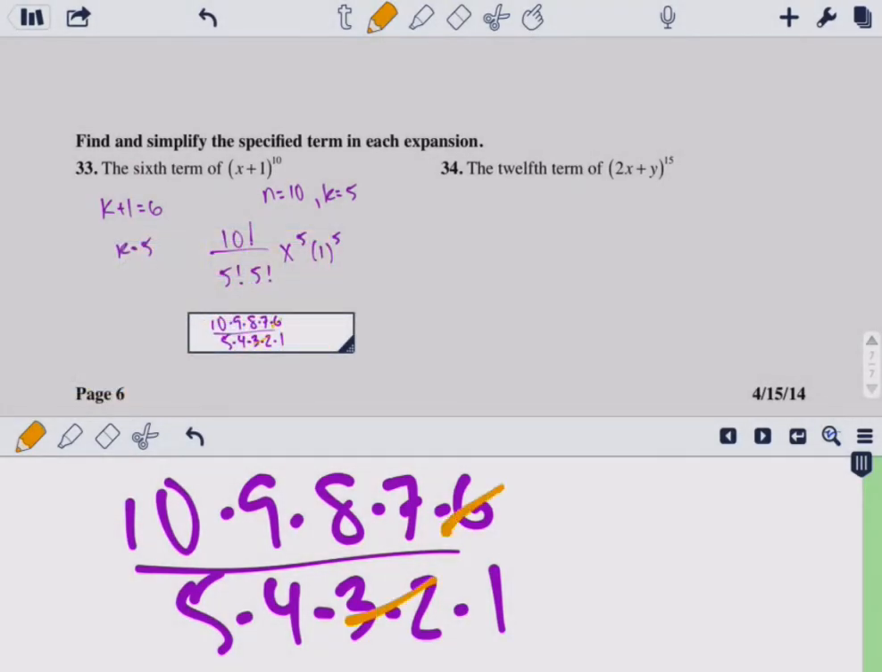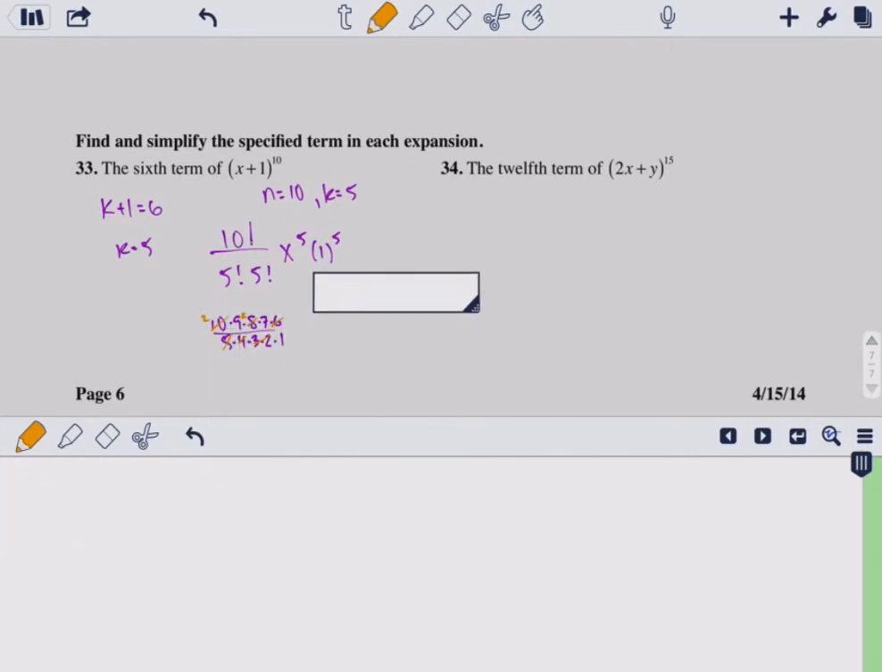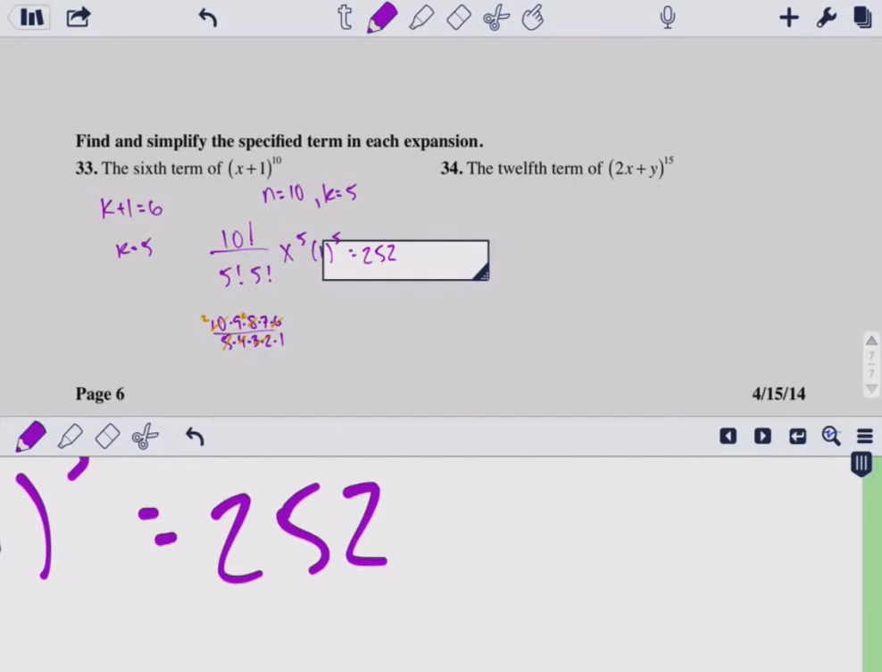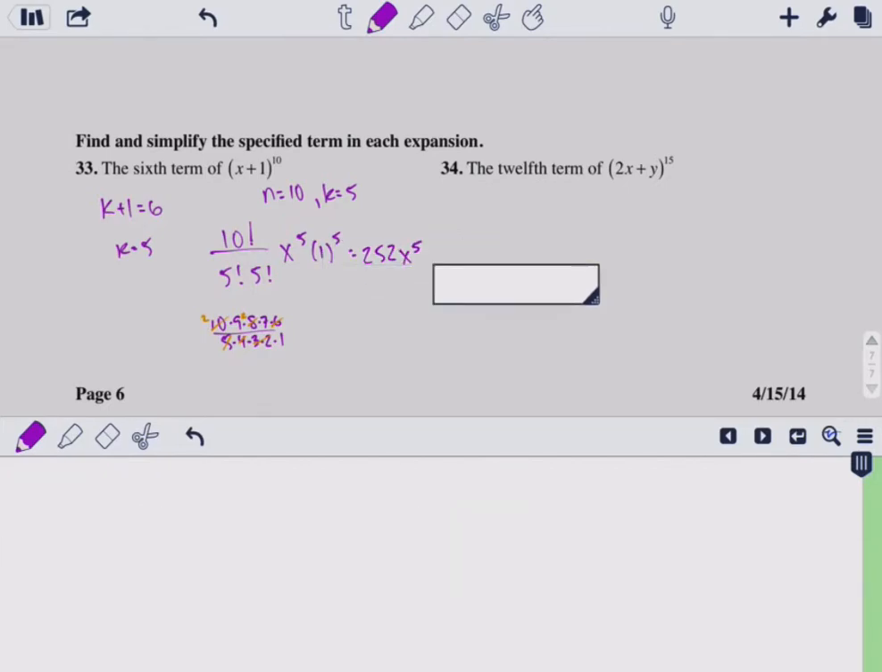The 3 times 2 is the 6. 4 goes into 8 twice. 5 goes into the 10 twice. 2 times 9 times 2 times 7. That equals 252. Okay, so that equals 252 x to the fifth.